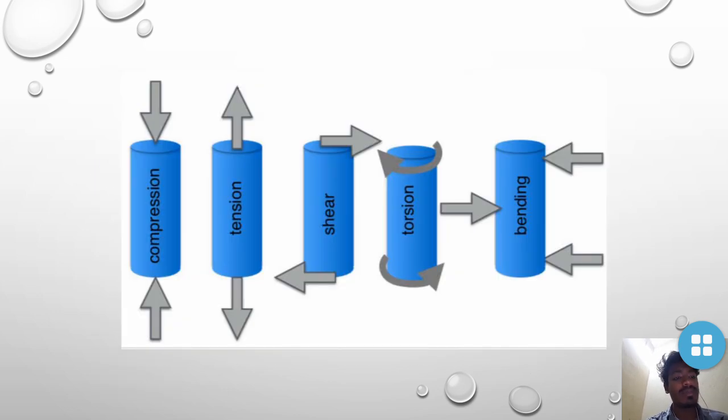Here you can see the examples. In compression, two equal and opposite pushes are there, and in tension, two equal and opposite pulls are there, forces acting on the body, and shear stress, equal and opposite. And here torsion stress and bending stress: when a body is supported by two rigid supports and force is applied from the top, the body will form stresses.